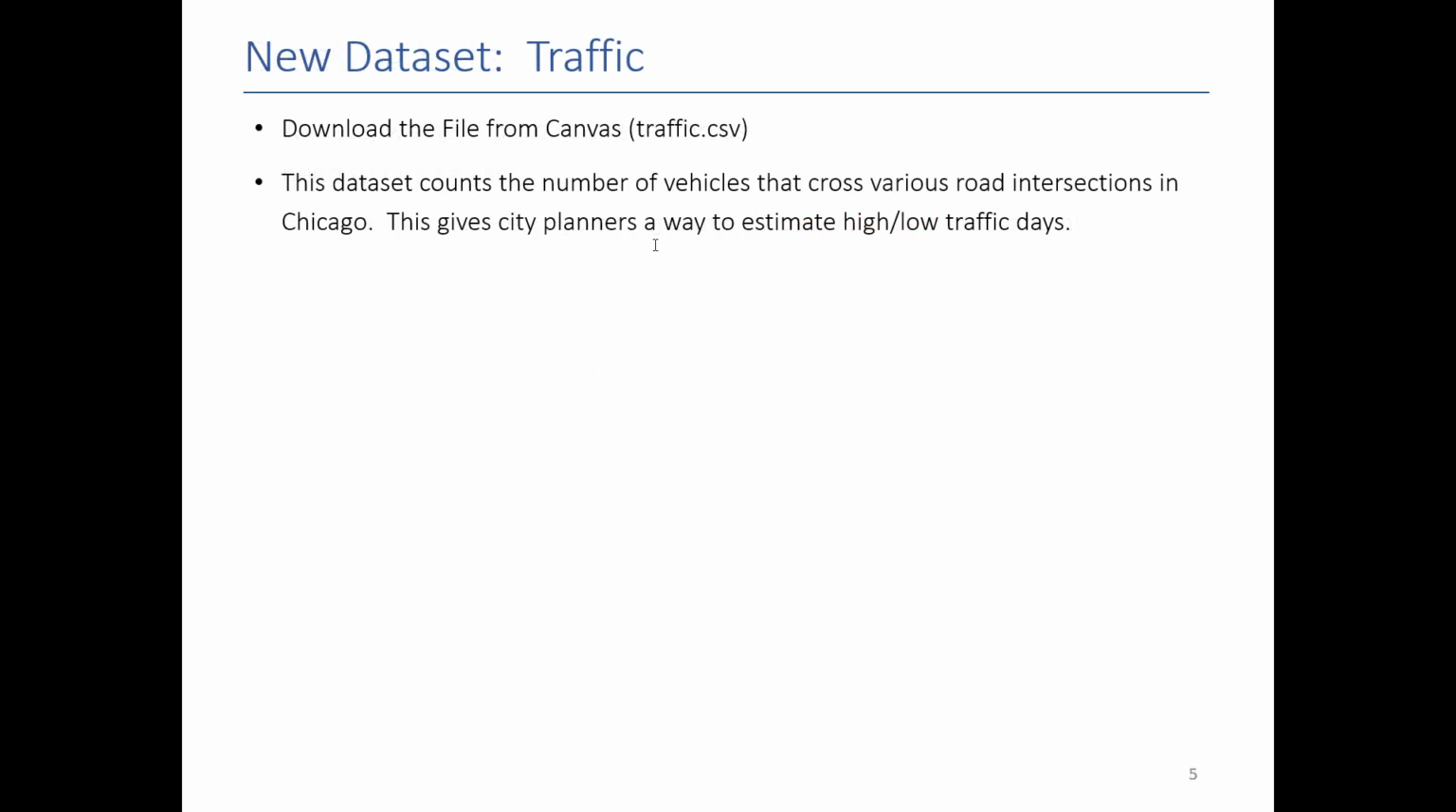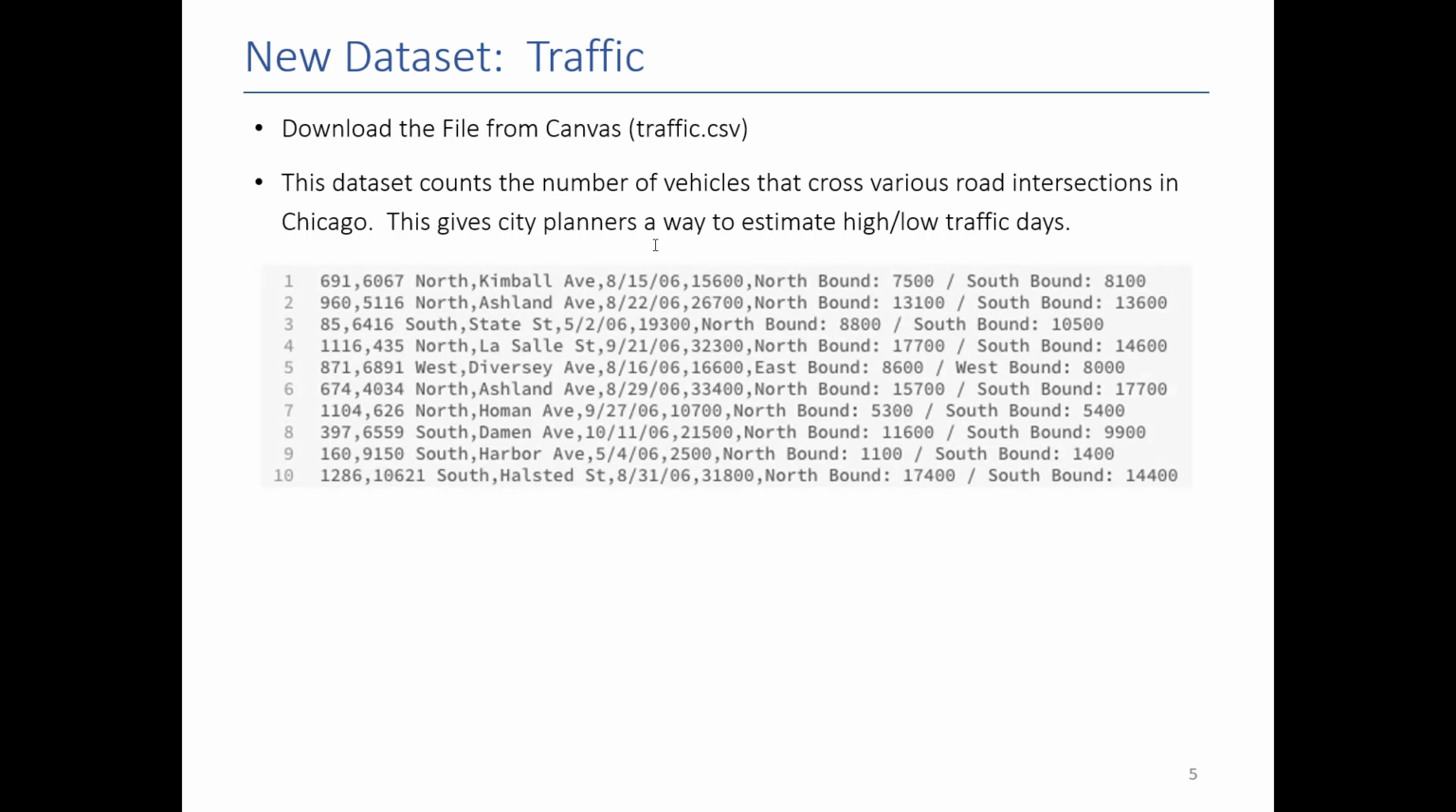To help us through this lesson, I'm introducing a new dataset to you. It's called the Traffic Dataset. I downloaded it from data.org, and you can actually download it from Canvas. Basically, this dataset counts the number of vehicles that cross various intersections in Chicago, I think, and then city planners use that information in order to figure out where the dense areas in town are. So this is what the dataset looks like.